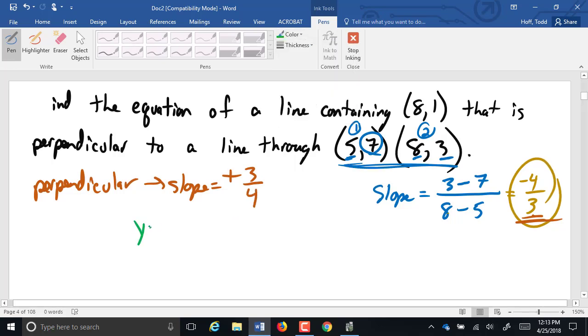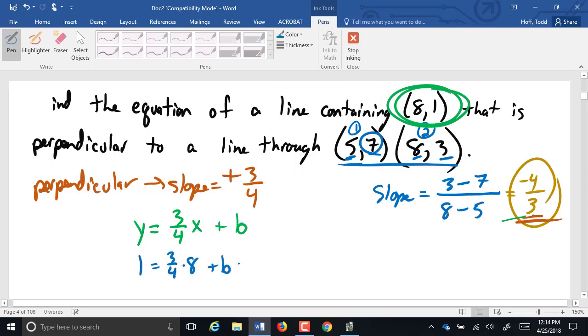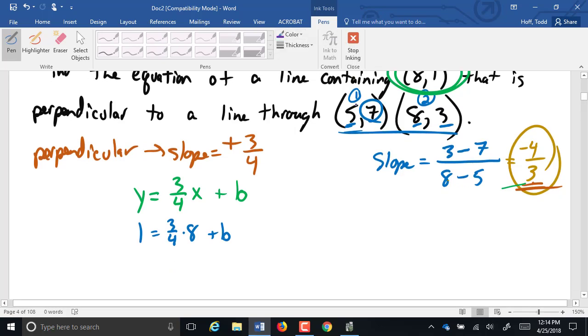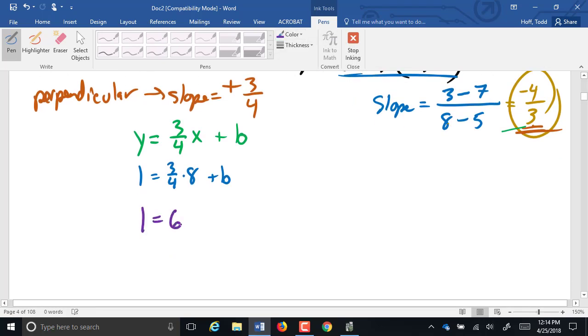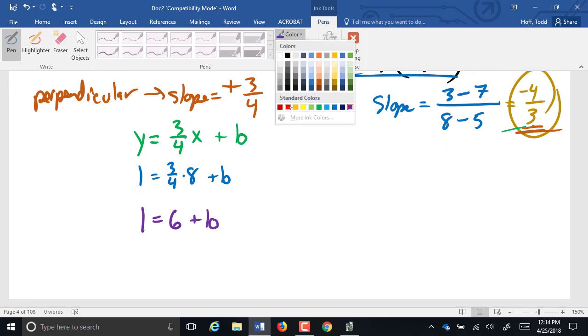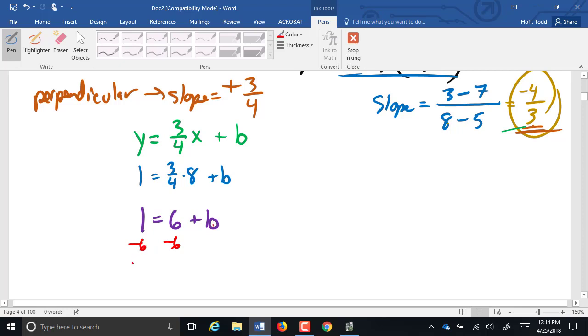So we know the slope, so we can start the equation. Y equals 3/4 times x plus, we still have to find the y-intercept. We'll use that point (8, 1) that we were told has to be contained in that line. So that tells us that y is 1 when x is 8. So 3/4 times 8 is 6. We solve for b by subtracting 6. So negative 5 equals b. So we put that up here. Y equals 3/4 x, b is negative 5, so minus 5.